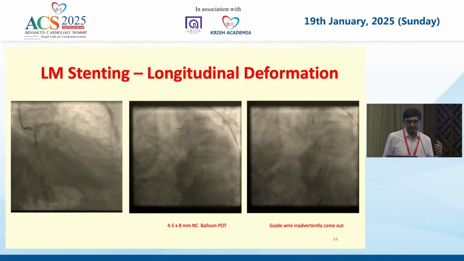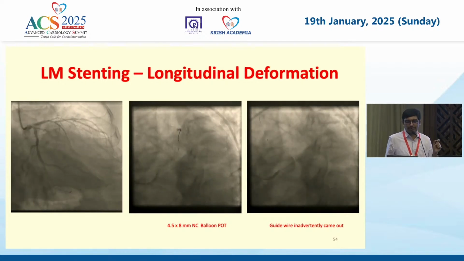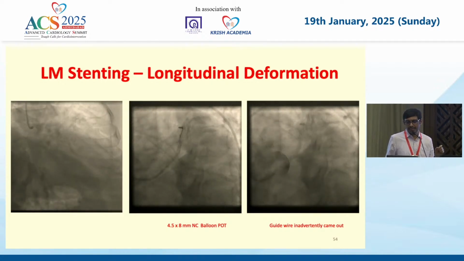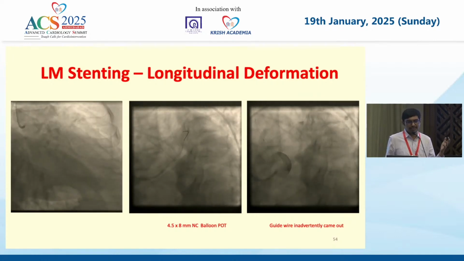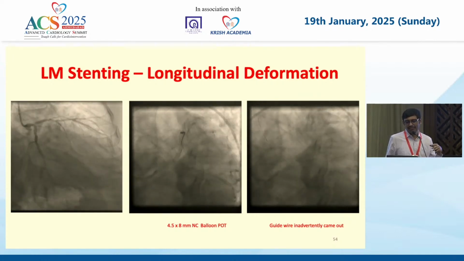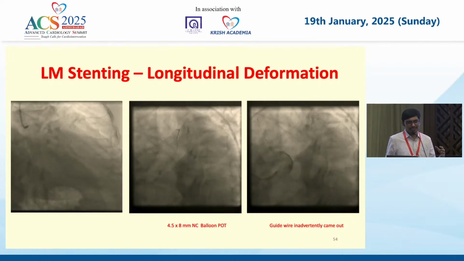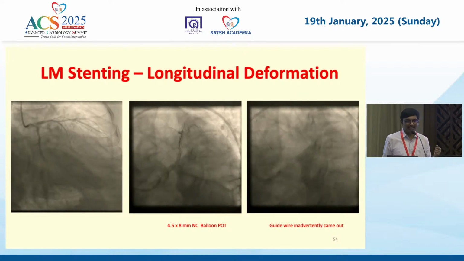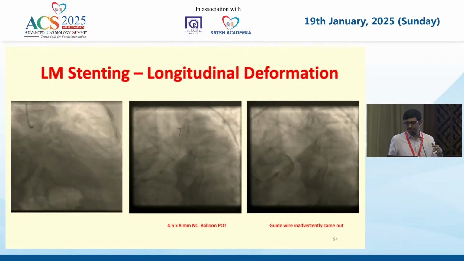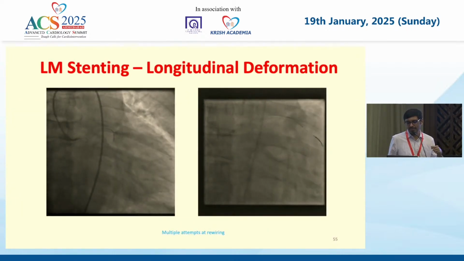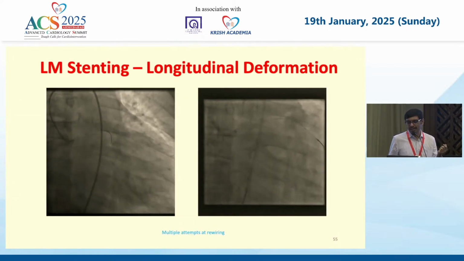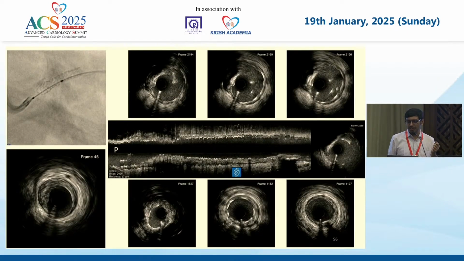And this is an example. This is a patient who had an ostial LAD lesion. The plan was to do a left main to LAD crossover stenting. That was done. And this patient is 110 kgs with severe sleep apnea. When we were planning to do POT, he took a deep breath and everything came out. It took a long time to rewire. Somehow we wired and the balloon flossing was done. And this is the image we got.